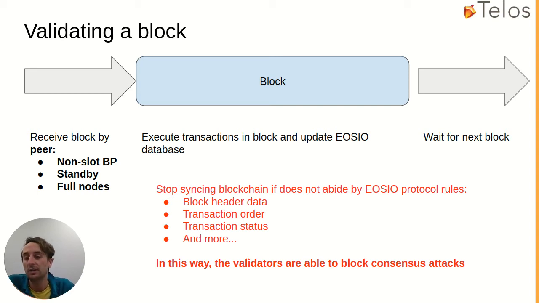So what's important to note here is that if any of the rules in the EOSIO protocol are not met, for example, the data in the block is invalid, the transaction order is incorrect, or they set the status of the transaction as failed and they shouldn't have, if any of these things happen, then the node will stop syncing the blockchain. And in this way, validators play an important role in the network. They're able to successfully block consensus attacks.